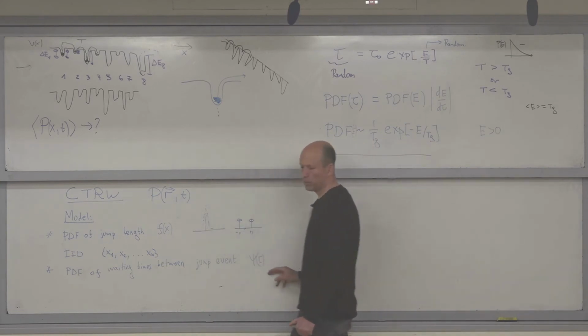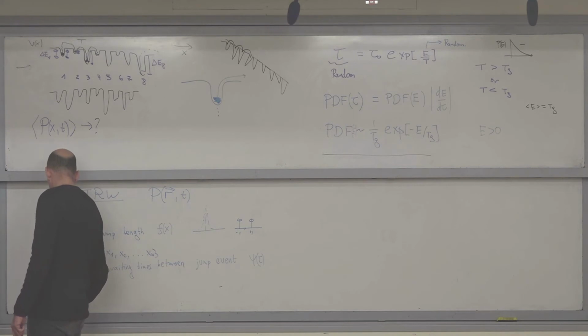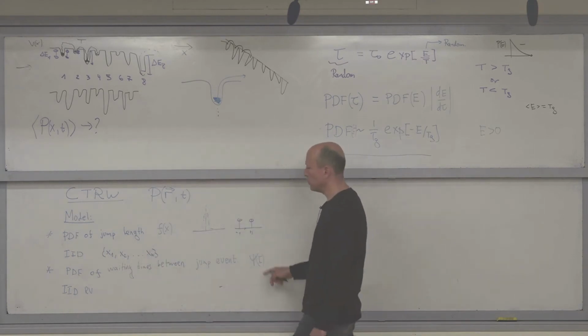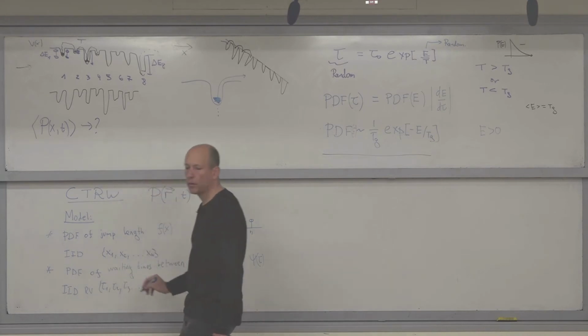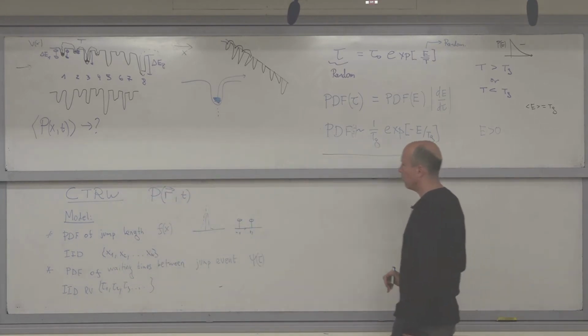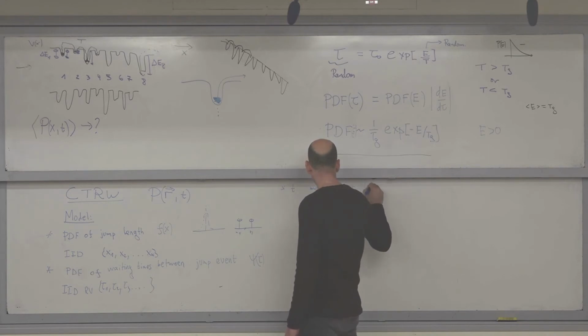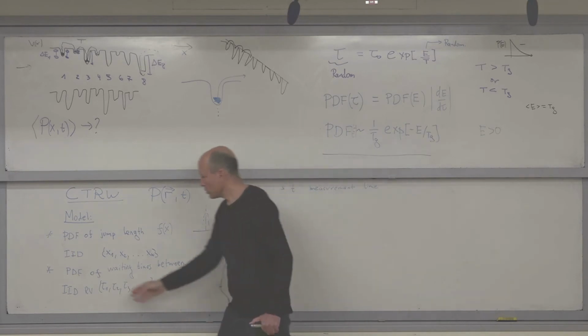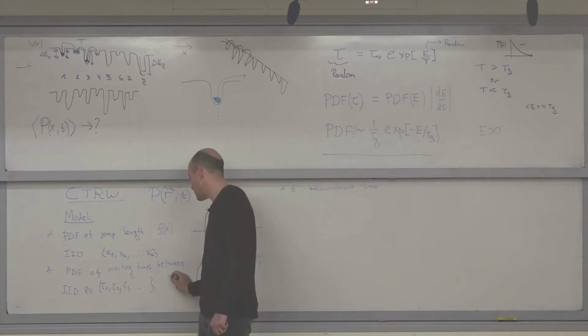These two distributions together define the model. You have again IID random variables. They're both independent of these xi's, but they're also independent of one another. And then you have tau 1, tau 2, tau 3. And these describe the trapping times. Of course, another important parameter is t. T is the measurement time. So these are also independent identically distributed random variables. So this means that the time process is a renewal process.